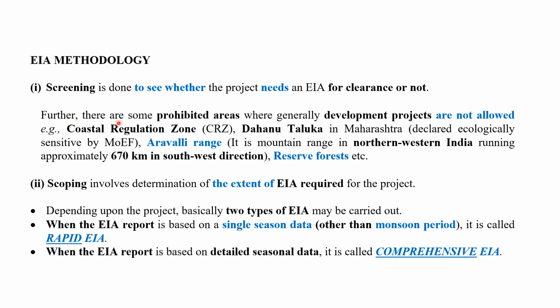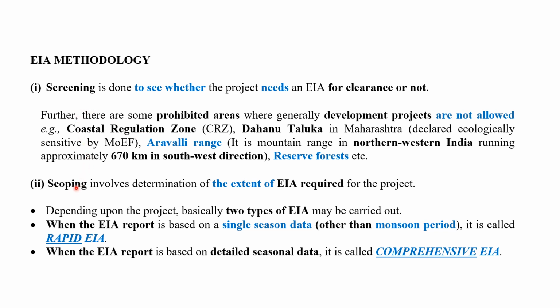Further, there are some prohibited areas where generally development projects are not allowed. For example, the Coastal Regulation Zone; Dahanu Taluka in Maharashtra, declared ecologically sensitive by the Ministry of Environment and Forest; the Aravali Range, a mountain range in northwest India, running approximately 670 kilometers in a southwest direction; and reserve forests. These points should also be taken care of for development projects, because in these areas any project construction and any development work is not allowed.